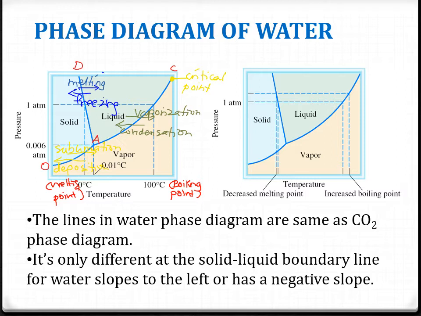The water phase diagram is the same as the carbon dioxide phase diagram, but it's only different at the AD boundary line. For water, the line slopes to the left, or has a negative slope. For the phase diagram of water, the AD line has a negative slope, but for the phase diagram of carbon dioxide, the AD line will have a positive slope.